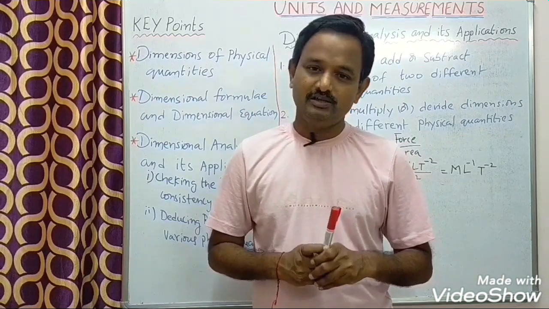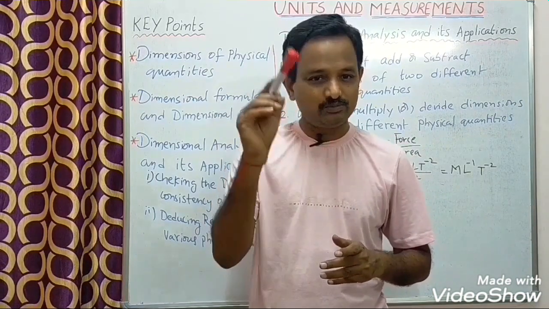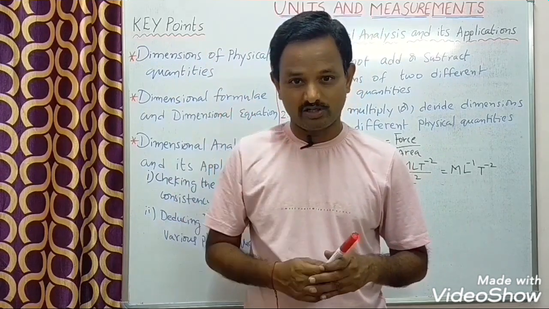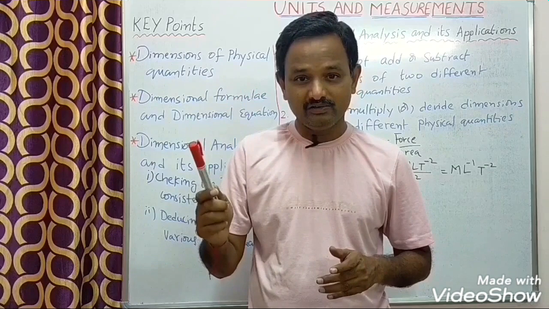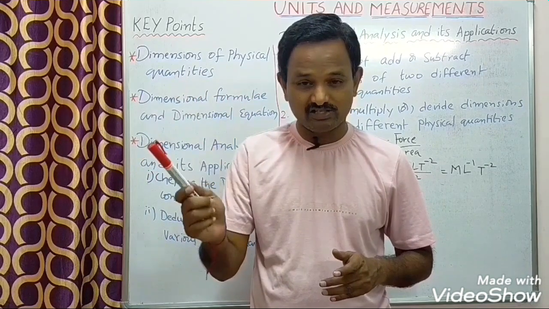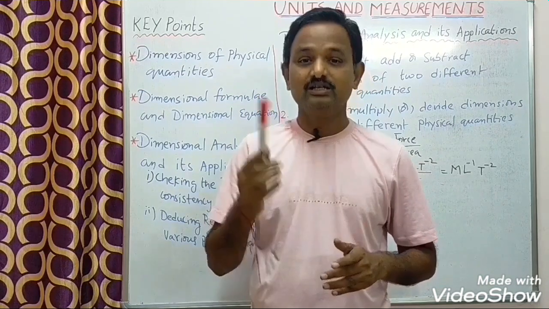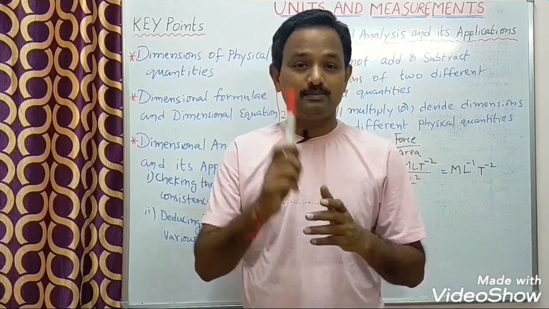Example: for velocity, we write displacement by time. This displacement and time are different physical quantities. But in the final quantity, that is velocity, we will get the dimensions LT^-1. In the same way, I will show you another example.